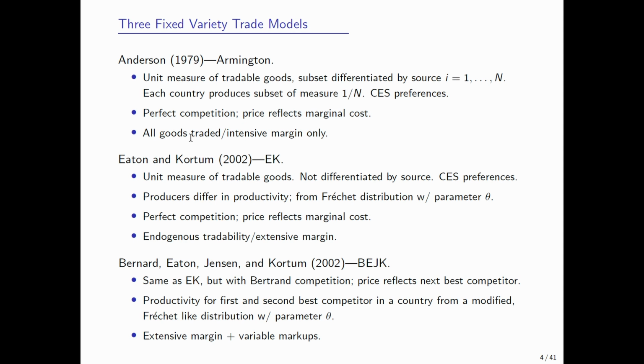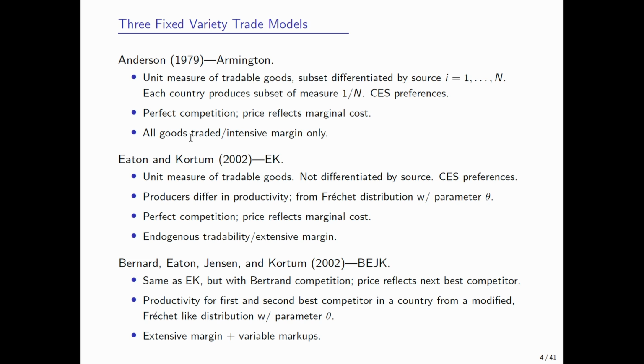So the first one is Anderson, or the Armington model. In particular, we're looking at the symmetric version of Armington to fix ideas. That is to say, there is a unit measure of tradable goods. There's a subset of goods differentiated by the source country, i. So think, if there are n countries, each country produces 1 over n of that unit measure of goods. But of course, everything is consumed everywhere. This is Armington, right? So everybody has access to all the goods. Utility is CES.